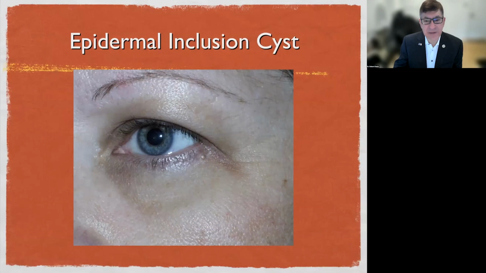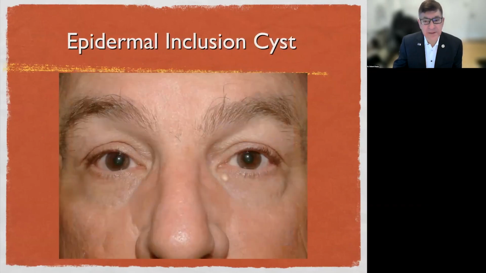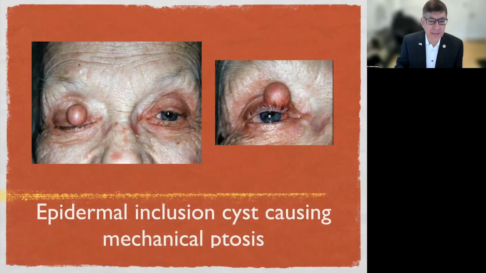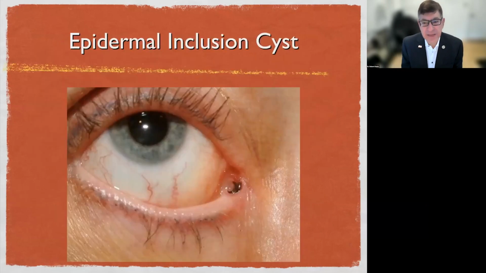Here's another example of an epidermal inclusion cyst at the lateral canthus. Here's another example of an epidermal inclusion cyst at the medial canthus. Here's another example of an epidermal inclusion cyst, this time causing mechanical ptosis. Here's another example of an epidermal inclusion cyst where the patient's picked at it a little bit.